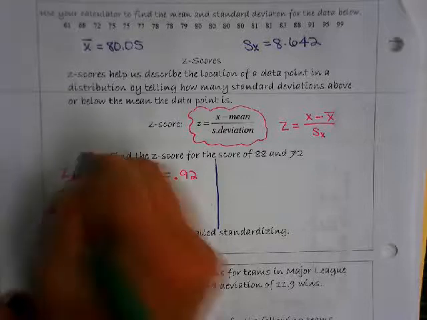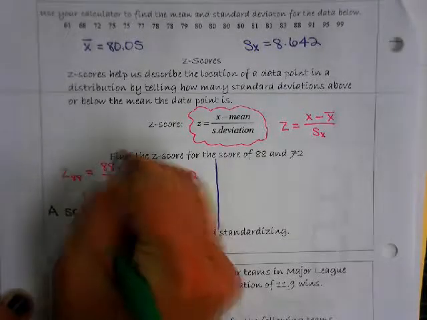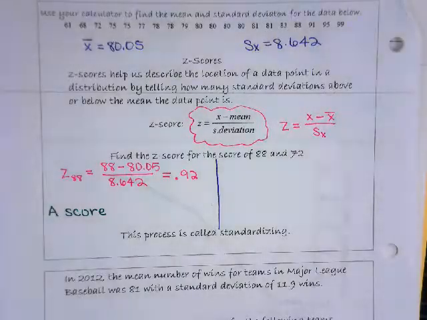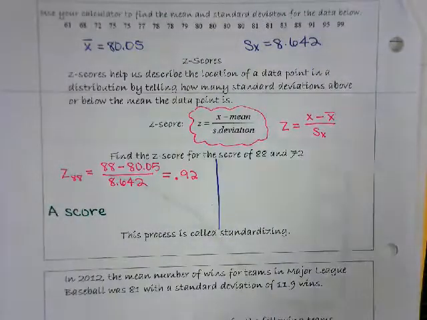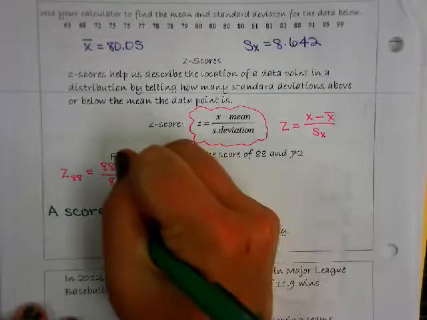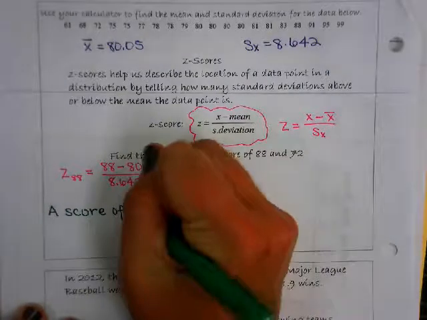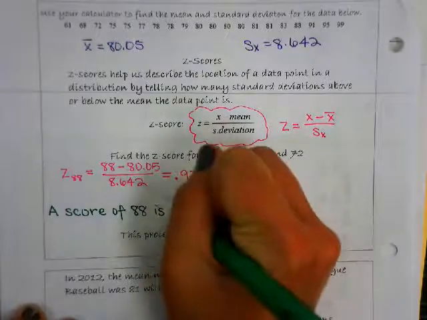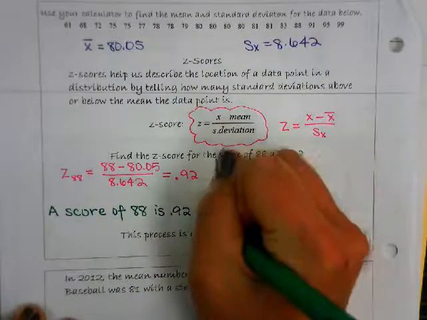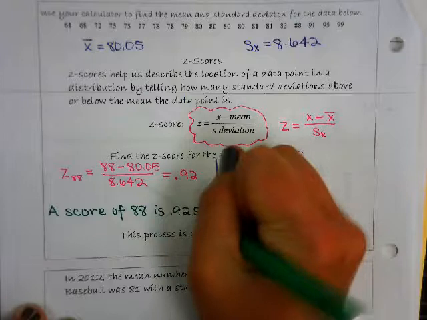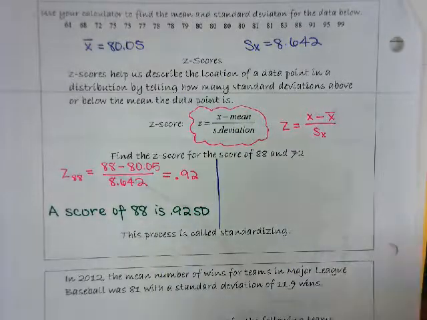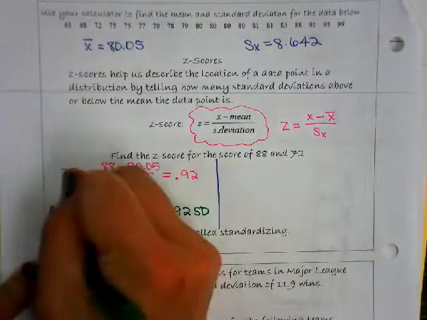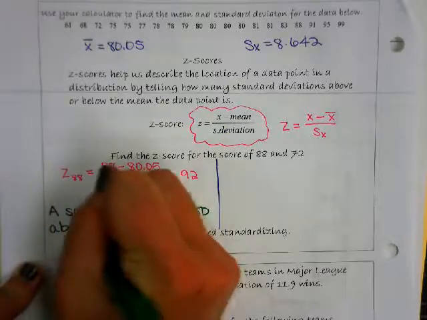You also need to be able to explain what a z-score means, also known as interpreting. So a score of 88 is 0.92. I'm going to abbreviate standard deviations as SD. Above the mean.